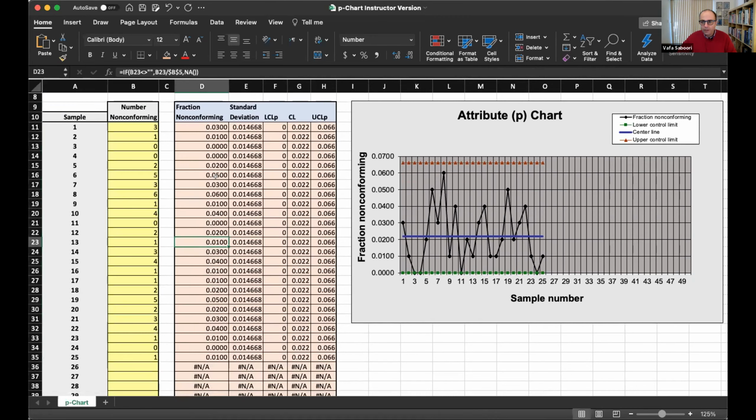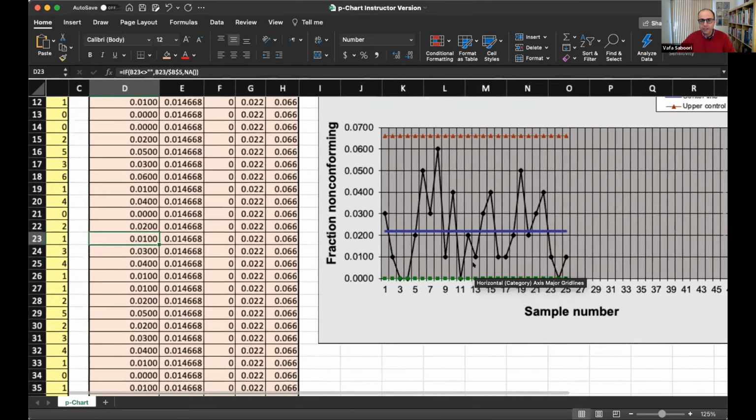And then it will do all the calculations for you. It calculates the fraction of non-conforming, which is your P. So this is P1, P2, all the way to P25. Then it calculates the standard deviation. LCL is zero because it was a negative value. UCL and center line. And based on that, it basically builds the P chart for you.